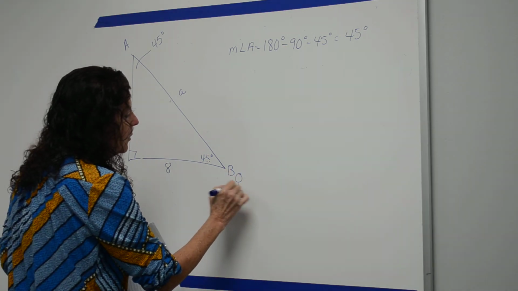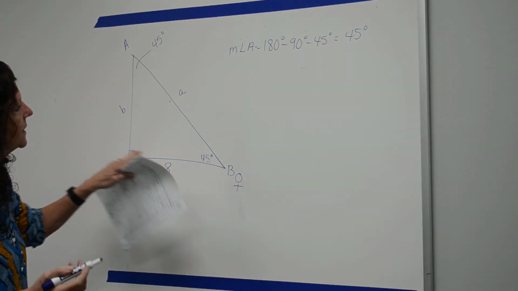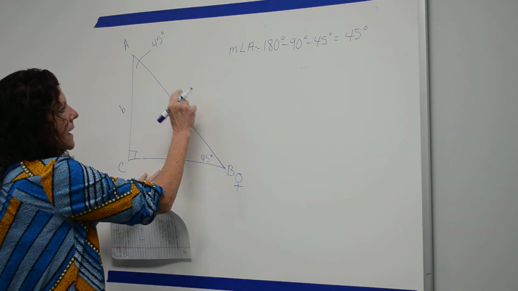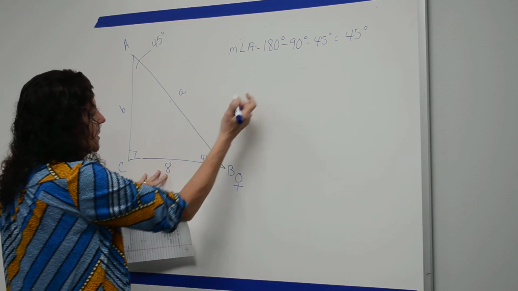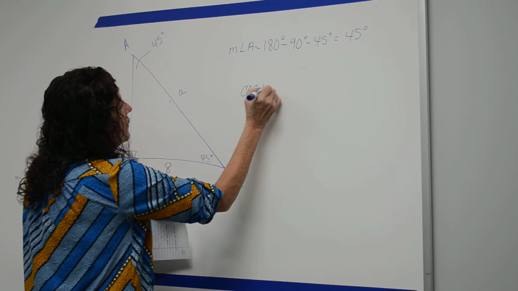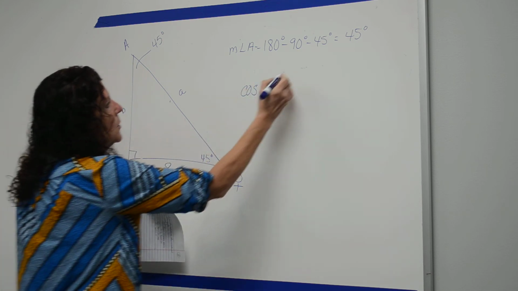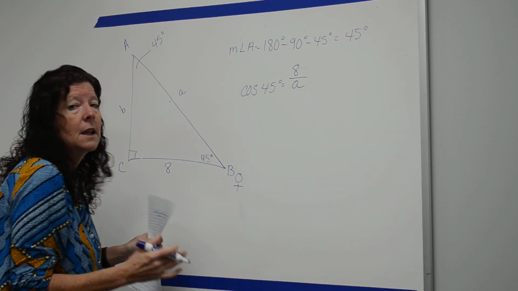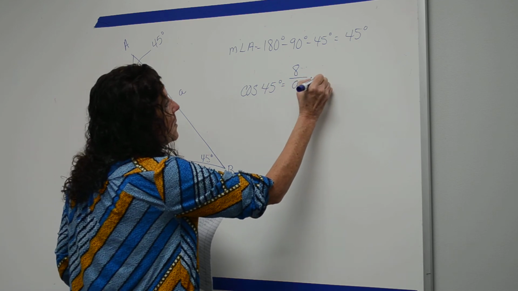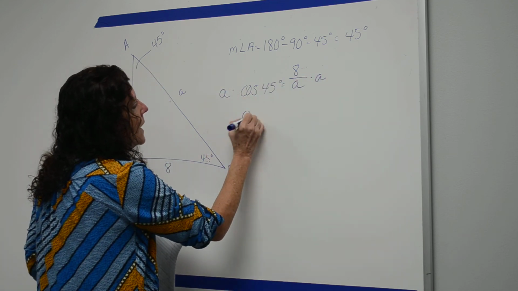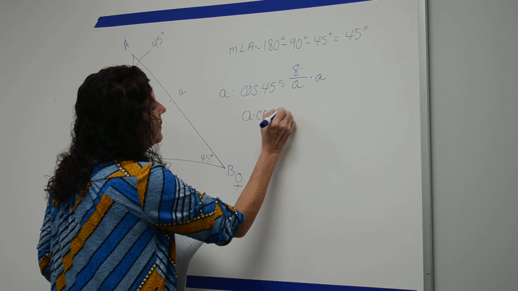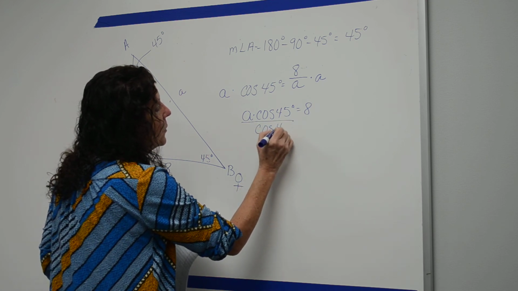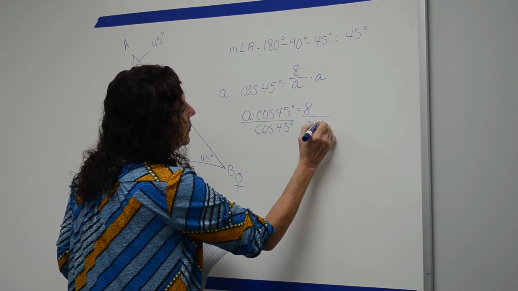Let's stand right here, at the angle I know, and say I want to find A. I'm standing here, I've got adjacent, and I want to know hypotenuse. That's cosine. So the cosine of 45 degrees is equal to adjacent over hypotenuse. This one's a little different because the A is on the bottom, so I have to get it out from underneath. I'm going to multiply both sides by A. Now I have A times the cosine of 45 degrees is equal to 8. I'm going to divide by cosine of 45 degrees on both sides.